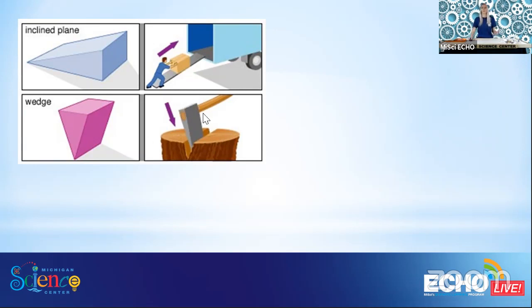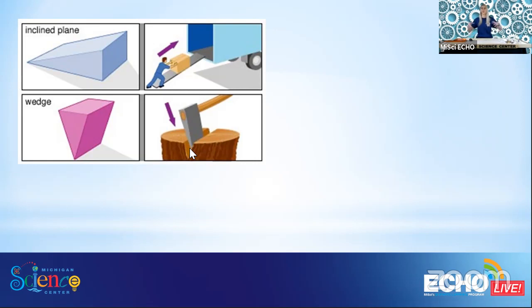A really good example of this, right, is when you're splitting firewood. So an axe is shaped like a wedge, so it comes to a point so that when you swing your force downward onto the wood, we can actually push those 2 sides of the stump or the log apart from each other, and that saves us a lot of effort, right?